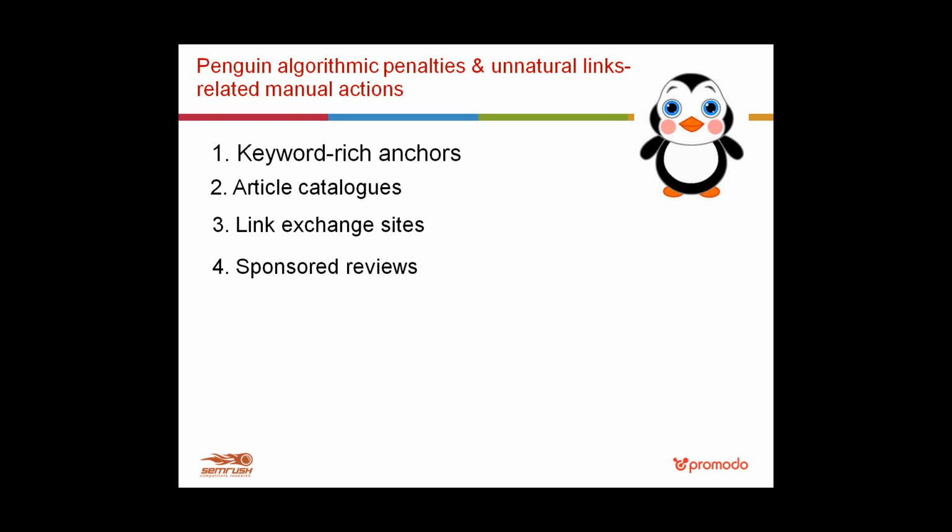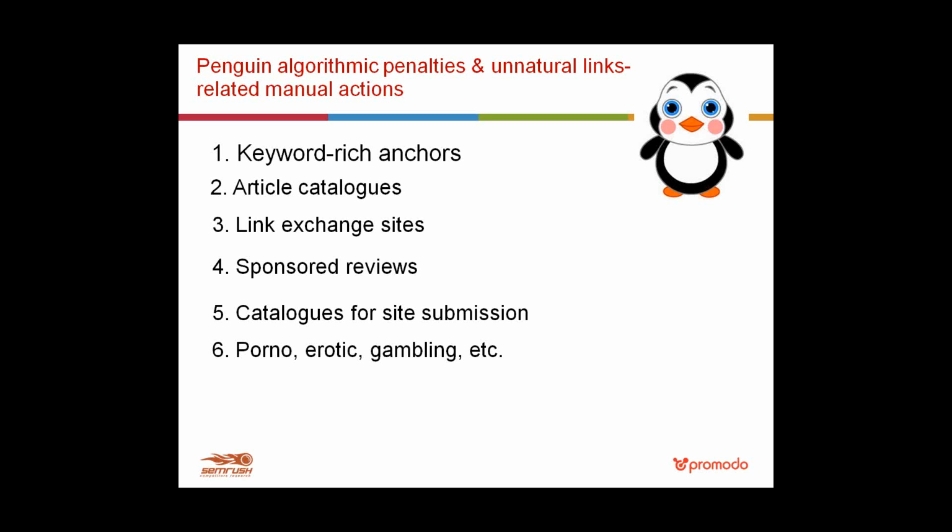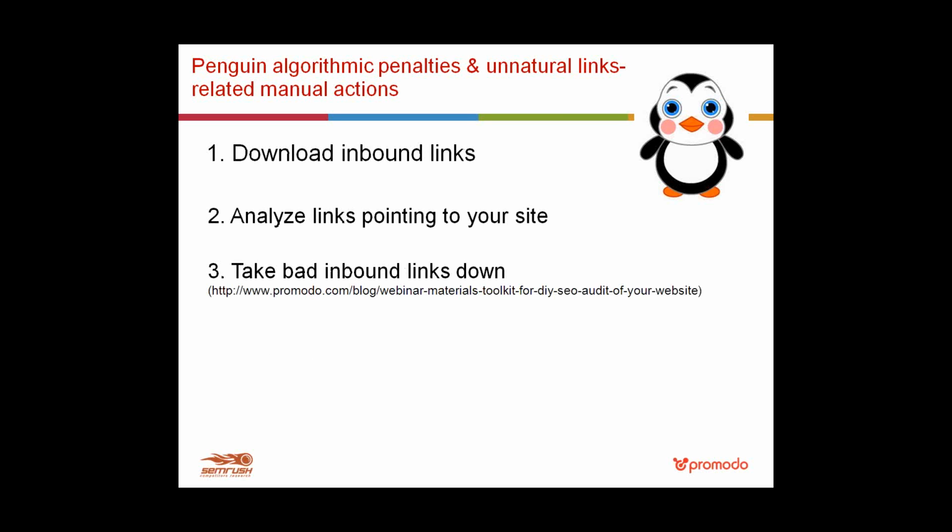Links from sponsored reviews and posts, and any dofollow links from posts which are marked as sponsored, look unnatural. Catalogs for site submission: low quality catalogs for free mass submission, especially of unrelated subject. Backlinks from sites of the following subjects: porno, erotic, gambling, etc. And footer links, no matter what the subject of the referenced site is. You can either analyze the backlinks manually or use different tools that help speed up the process, especially when we talk about thousands of backlinks.